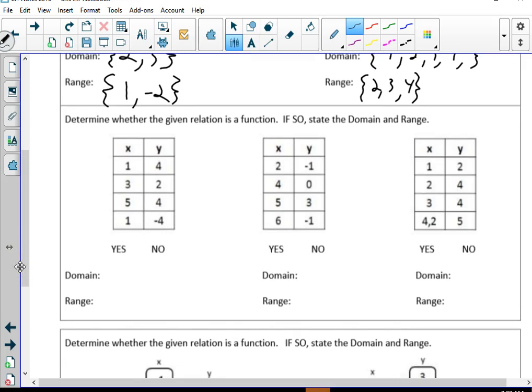Okay, the first one. I gotta be careful here. And look at my X's. 1 gives me 4, but 1 also gives me -4, doesn't it? Okay, so because of that, it's a no.